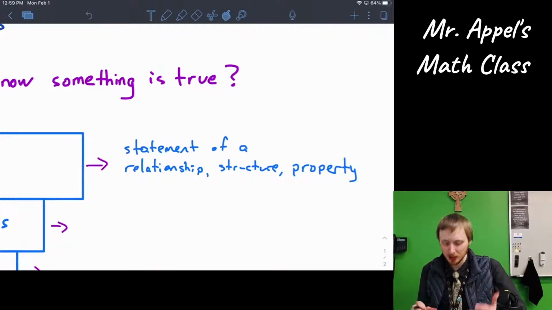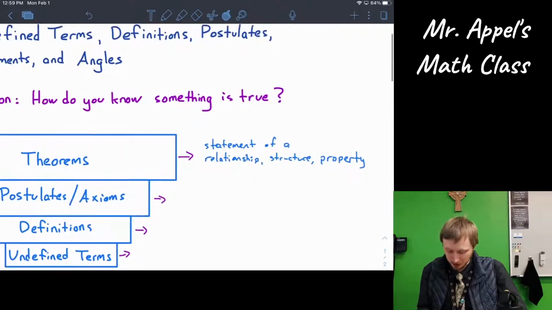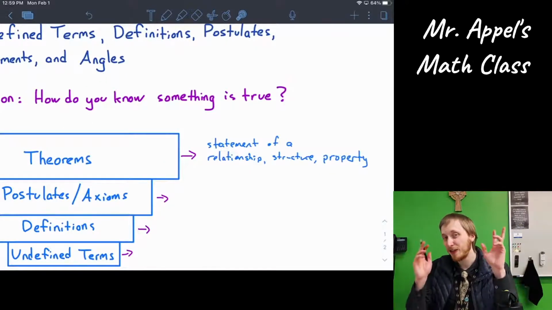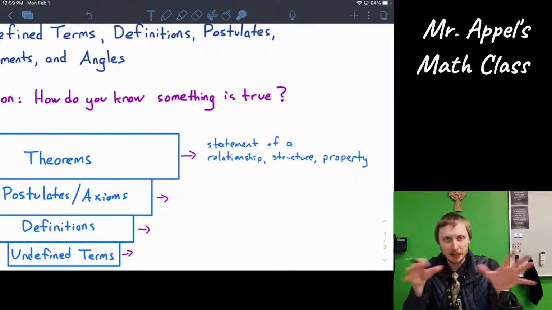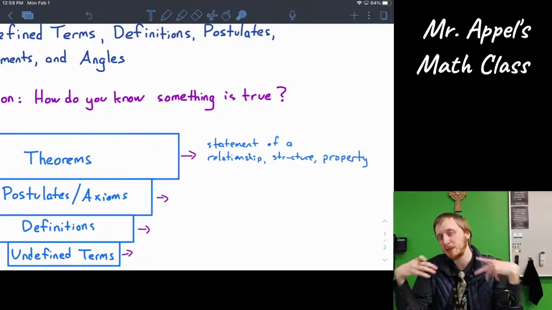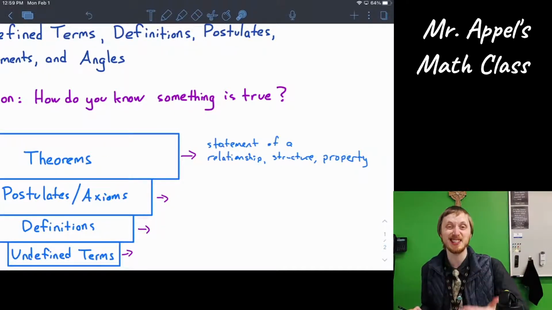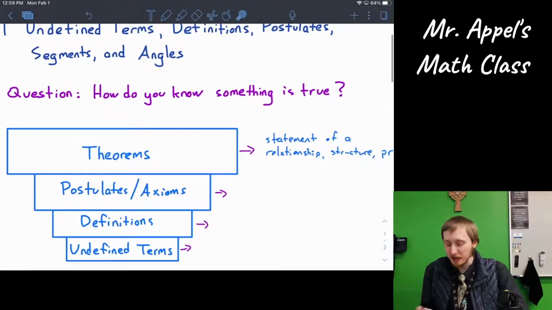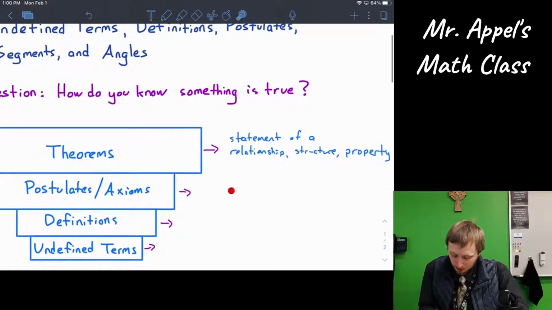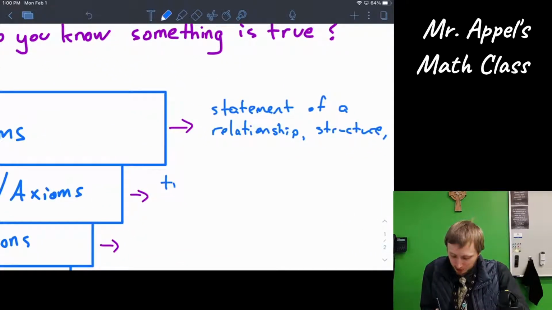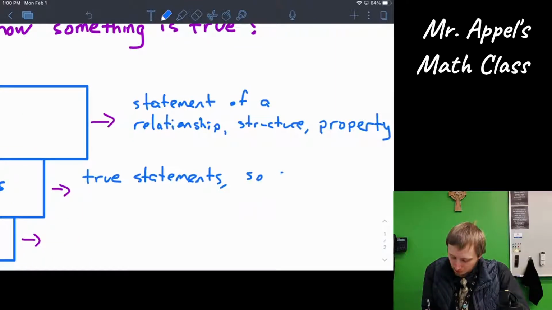The commutative property of addition is a theorem, okay? It's a statement. It's not a theory in the layman's sense of, well, it might be true, that's my theory, but I'm not sure. No, we are absolutely sure about these theorems, okay? They've been tested. What hasn't been tested, per se, is the postulates or axioms. And these are still true statements, but they are so simple, they cannot be proven.